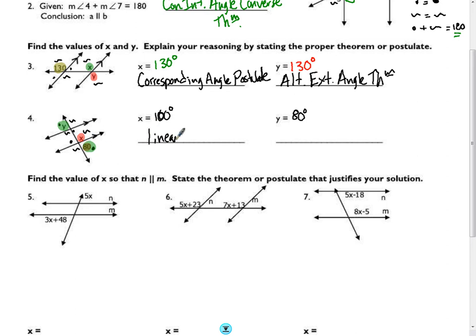You can just state it just like that. And y and 180 were alternate exterior angle theorem. That's what brings them together.